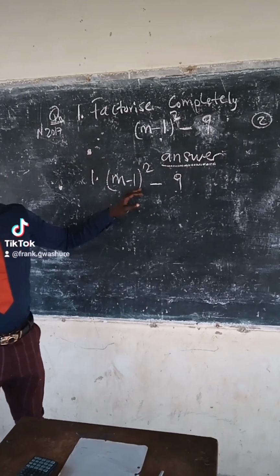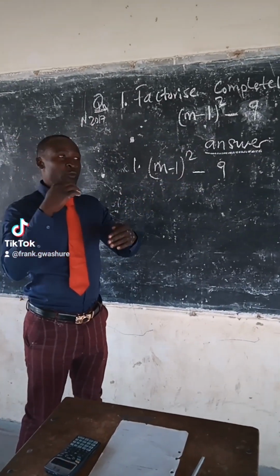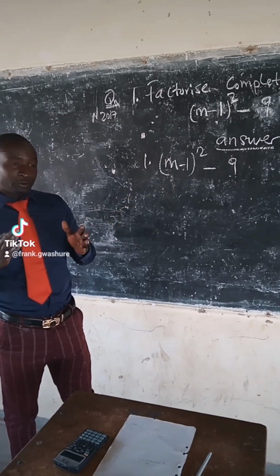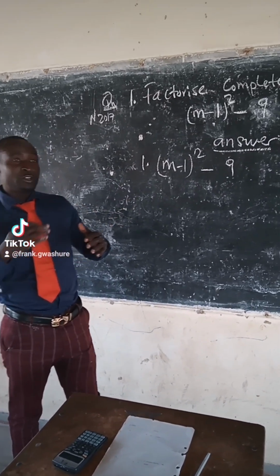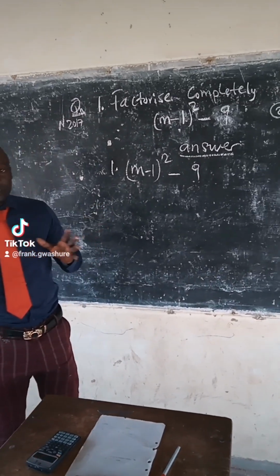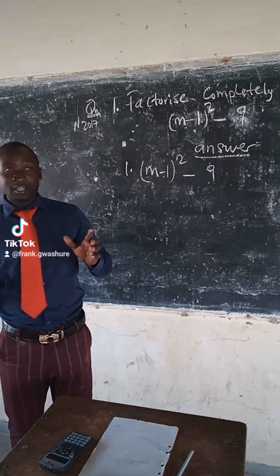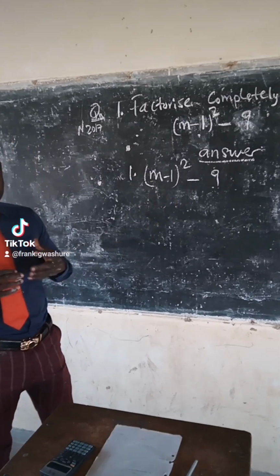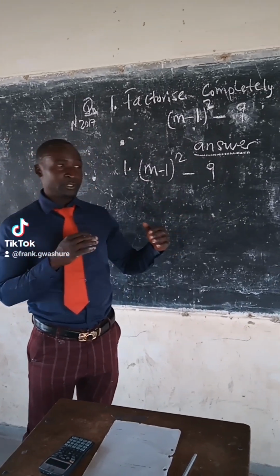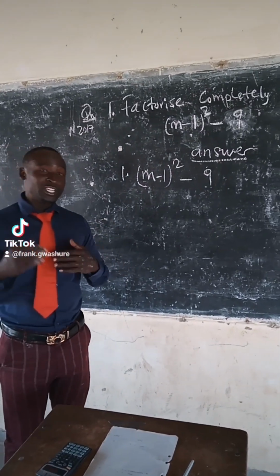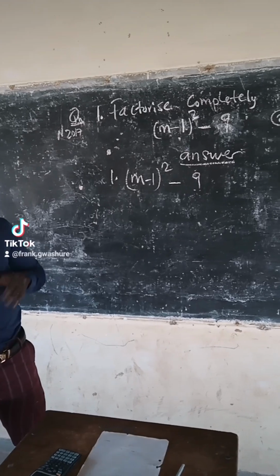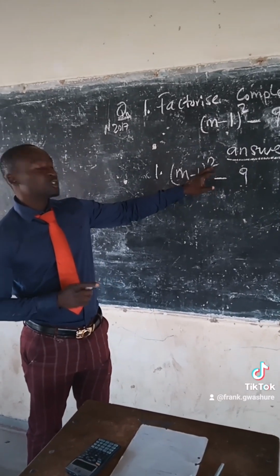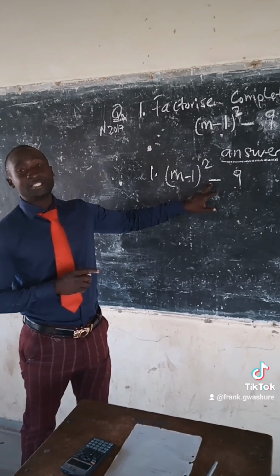Now, in the topic of factorization, we have categories inside of that topic. We've got factorization of quadratic expressions, and factorization of expressions that contain two terms or four terms. We also have a category where we are factorizing a difference of two squares. If we're talking about a difference of two squares, we're talking about squares that are subtracted.